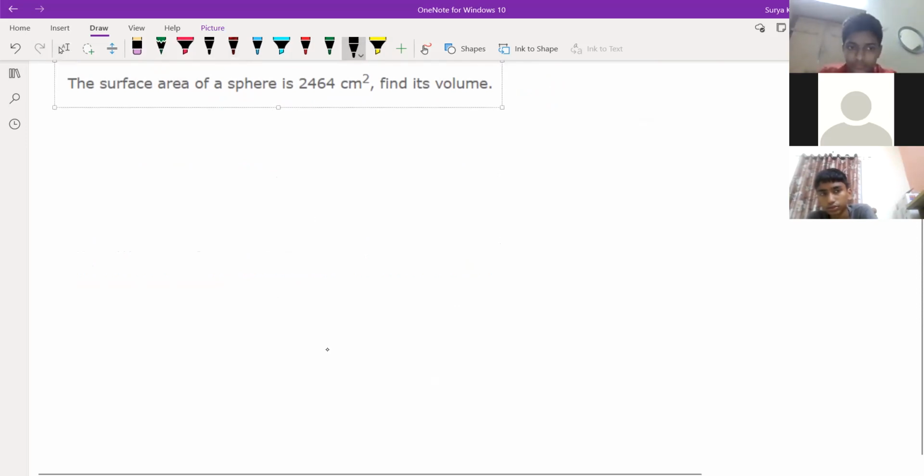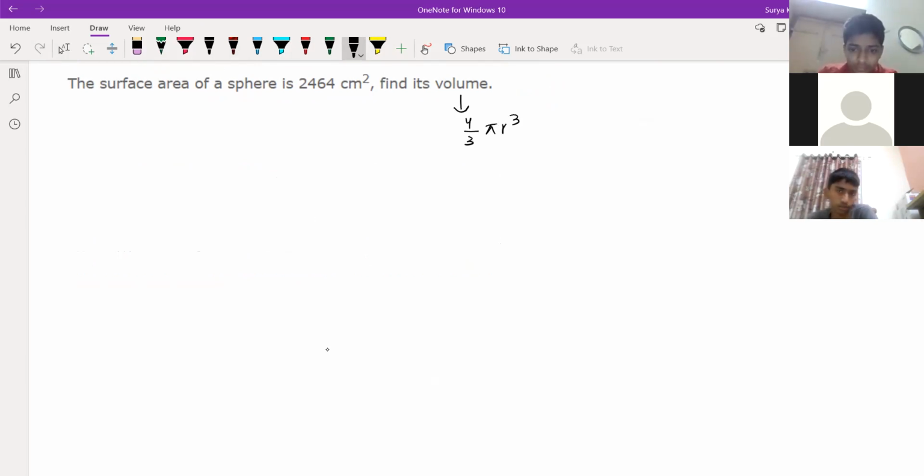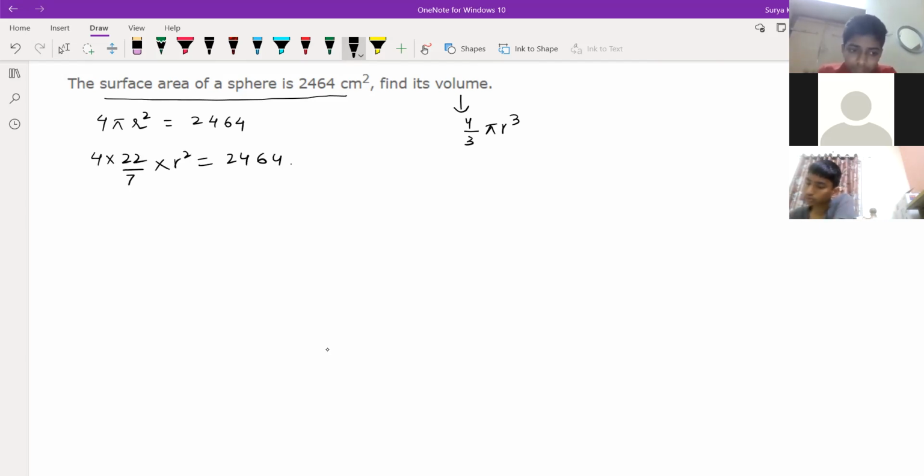Find its volume. So for volume, what is the formula for volume? 4 by 3 pi r cube. If we don't find the radius, we can't find the volume. So this is the hint given to us. So from the first part, we can find the radius. The surface area of the sphere is equals to 4 pi r square is equals to 2464. So 4 into 22 by 7 into r square is equals to 2464. R square is equals to 2464 into 7 divided by 4 into 22.